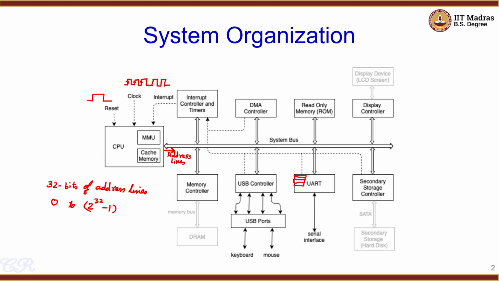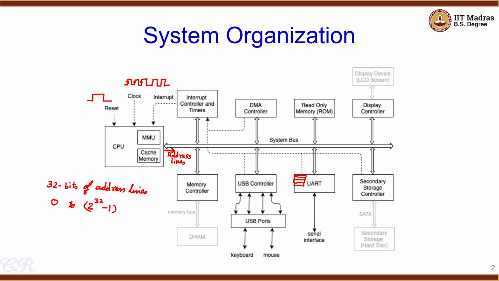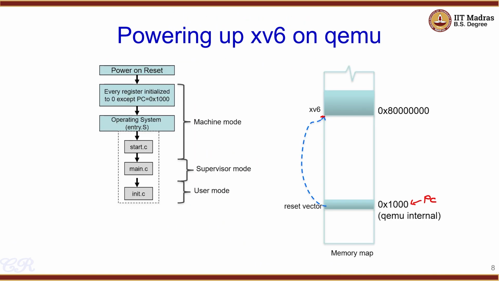The reset vector, and this is where the bootloader is present, and the xv6 operating system is going to be available in the read-only memory. So this location 0x80 million should be mapped into this read-only memory, typically. So let's see over here.